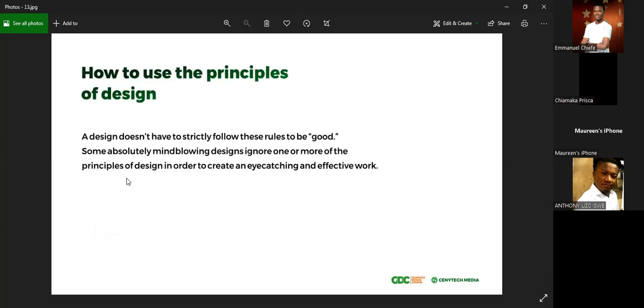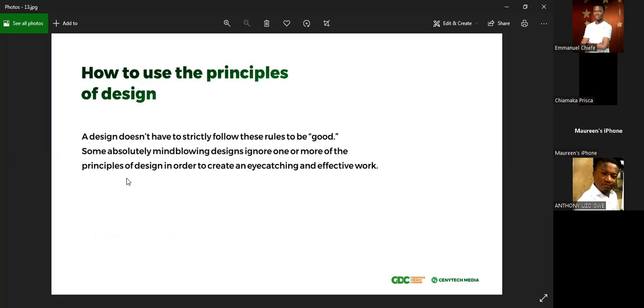So, how do you use the principles of design? The design doesn't have to strictly follow these rules to be good. Yes, some absolutely mind-blowing designs ignore one or more of the principles of design in order to create an eye-catching and effective work. That is true.